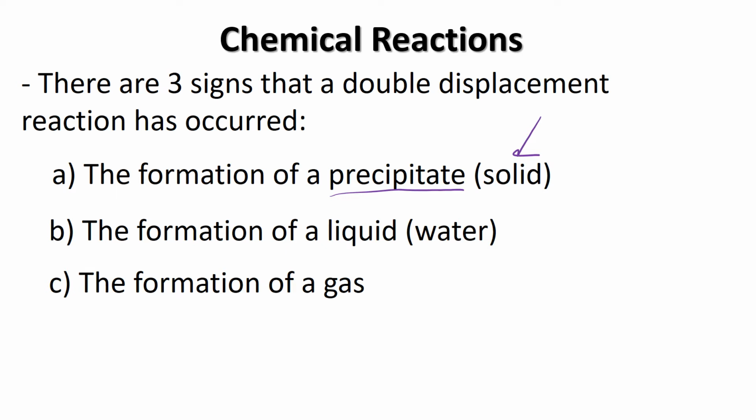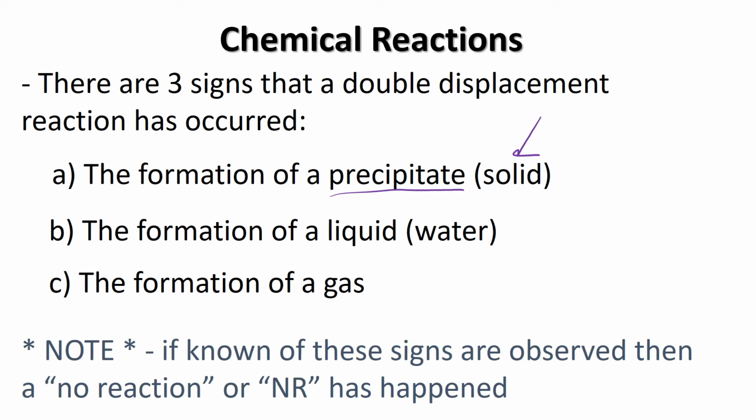Now, just because you put two chemicals together in the lab doesn't mean something's always going to happen. So we can have what's called a no reaction. So if you don't observe one of these three signs, a no reaction or an NR has occurred.